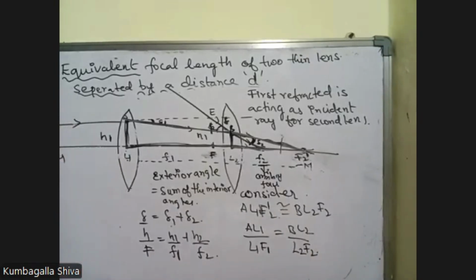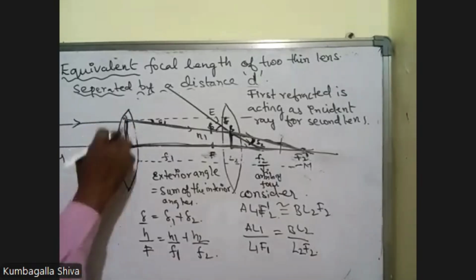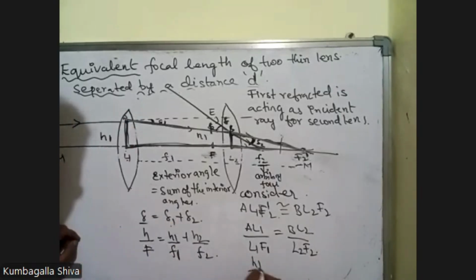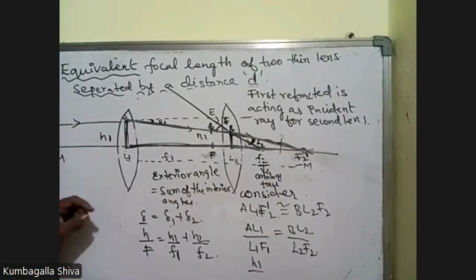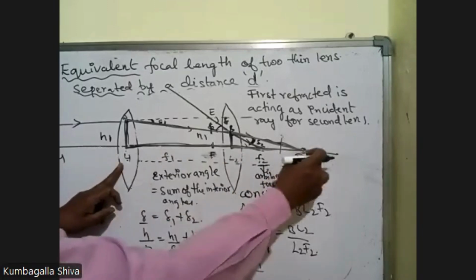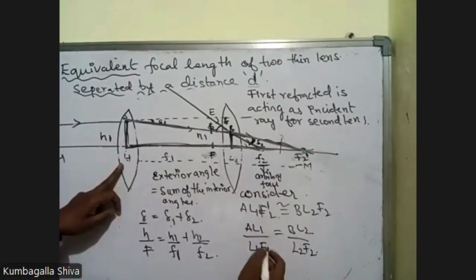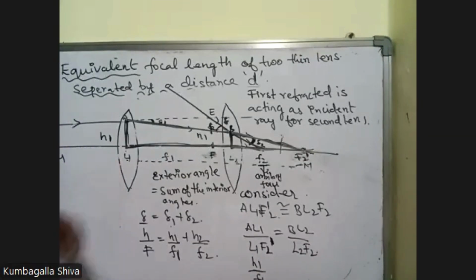Clear? Now what is A L1? A L1 is H1. Now what is L1 F1? L1 up to F1 up to F2 prime. F2 prime. What is that? How much is the length? That is F1, H1 by F1.